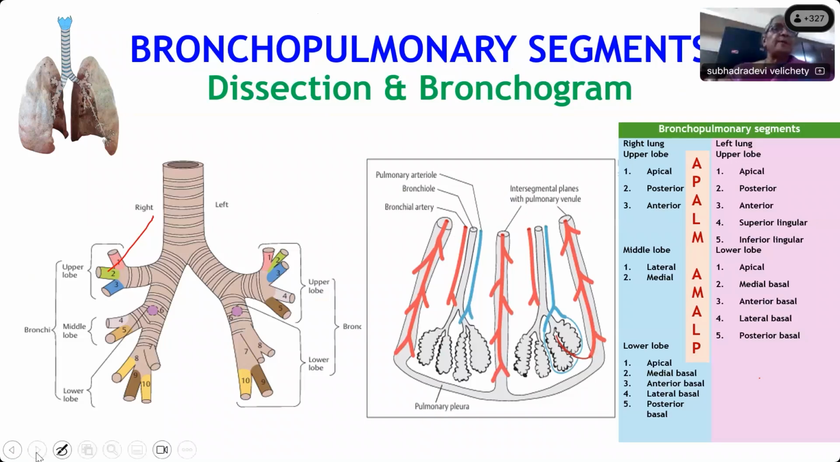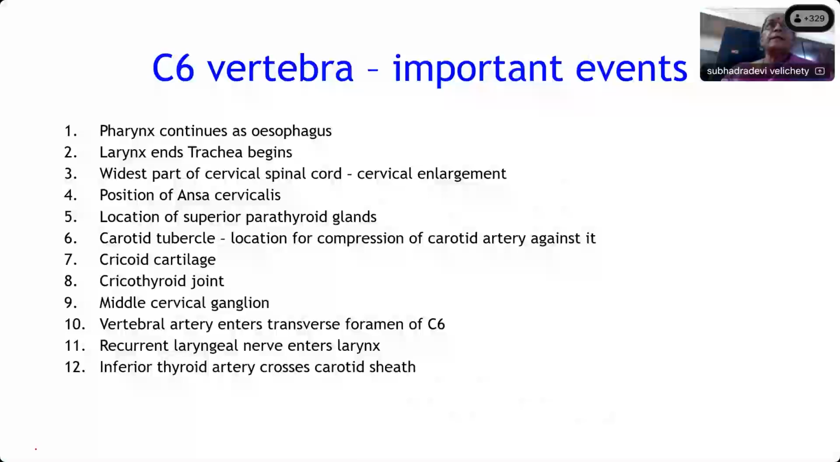Hope this will help you, because most of the students and some of the faculty also said that this has helped them in remembering and reproducing. Okay. Then the vertebral levels and their importance also. C6 vertebra is very important. So what are all the events that are taking place at the C6 level? You have to make a note of them, and then it will be available somewhere, but you have to focus on that part. If you have taken a snapshot, okay, otherwise they will give some other method to remember.